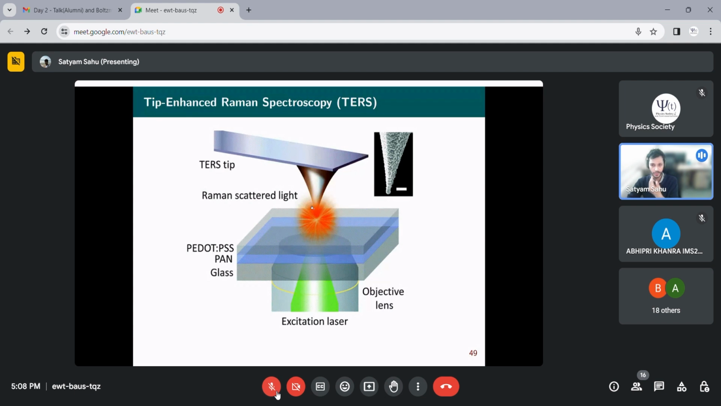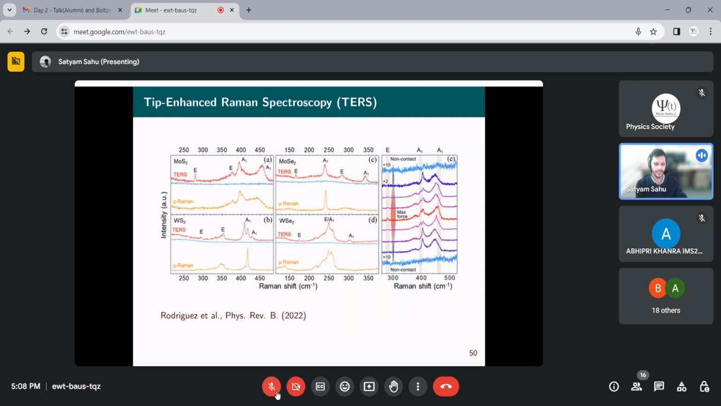As a result, you can see some new Raman modes, or you can enhance the intensity of the Raman modes as you were seeing earlier. This is one of the setups that we have in our lab, and only a few people in the world have this kind of instrument. This is one of the reports that we recently published on tip enhanced Raman spectroscopy.